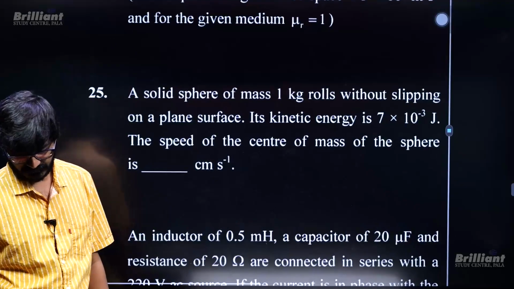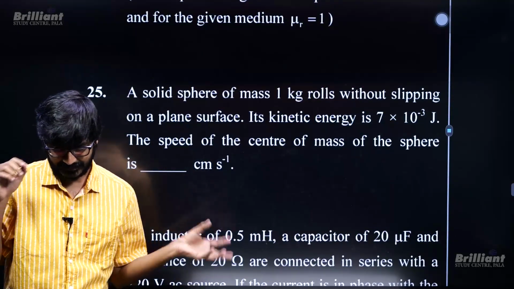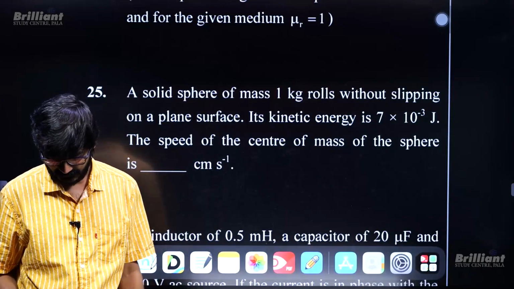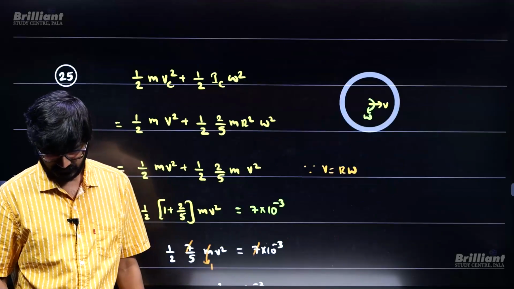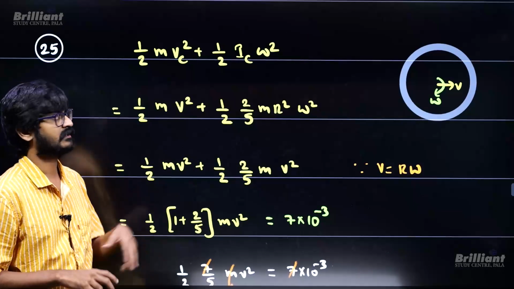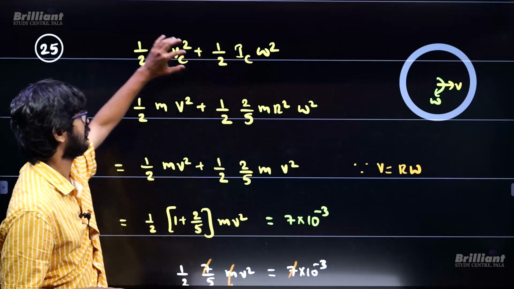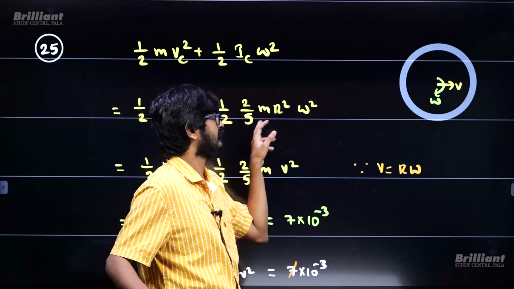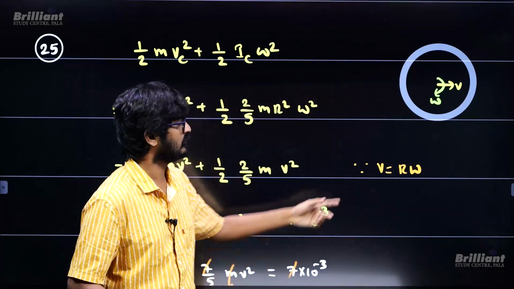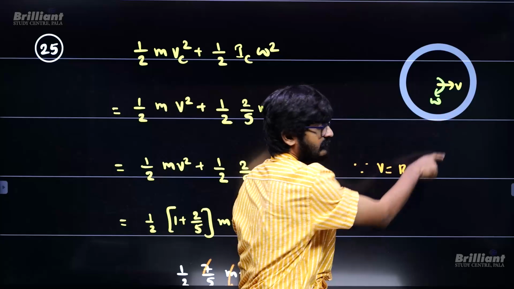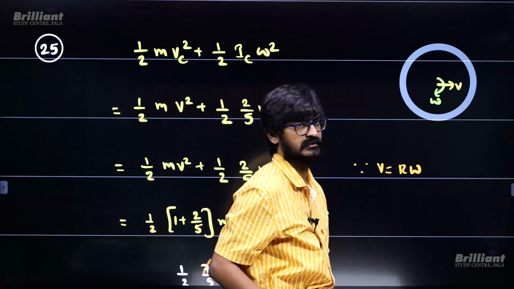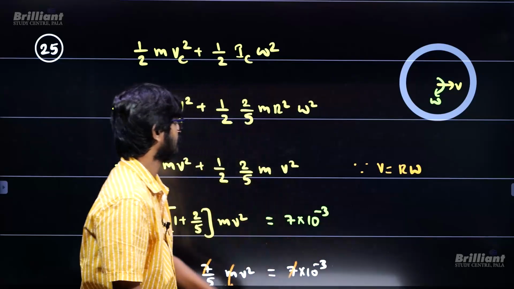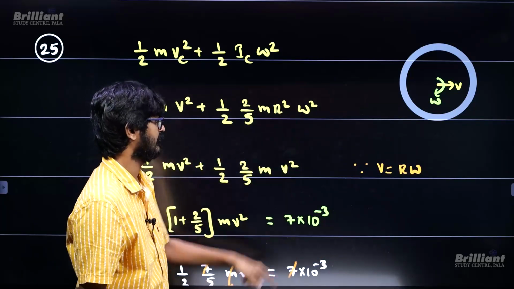A solid sphere of mass 1 kg rolls without slipping on a plane surface. The kinetic energy is 7 into 10 power minus 3 joules. The speed of center of mass of the sphere in centimeter per second. So kinetic energy will be having two components: kinetic energy of center of mass and about center of mass, half mv square plus half I omega square. Now I for solid sphere is 2 by 5 mr square. Now it is pure rolling, so v equals to r omega. The bottommost point velocity will be same as ground, which is 0. So v minus r omega equals to 0, so v equals to r omega. So when I substitute instead of r omega v, I will be getting this thing.